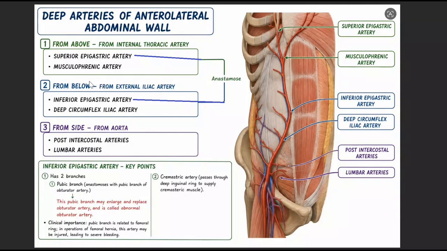Now the next 2 arteries are coming from below, and they are the branches of the external iliac artery. These 2 branches are the inferior epigastric artery and the deep circumflex iliac artery. So these are in turn branches of the external iliac artery, and they are coming from below, inferiorly. Now let's study the inferior epigastric artery in a little detail further.